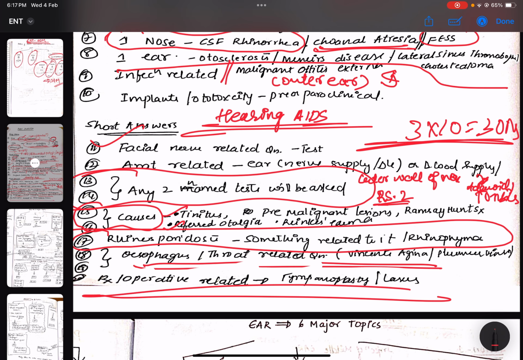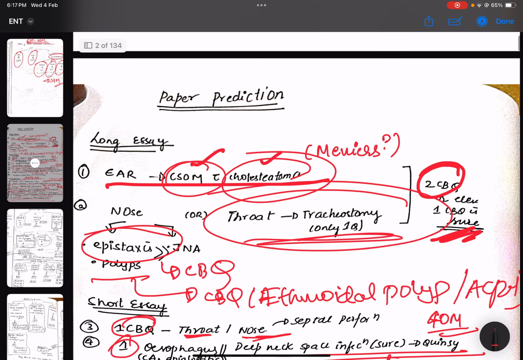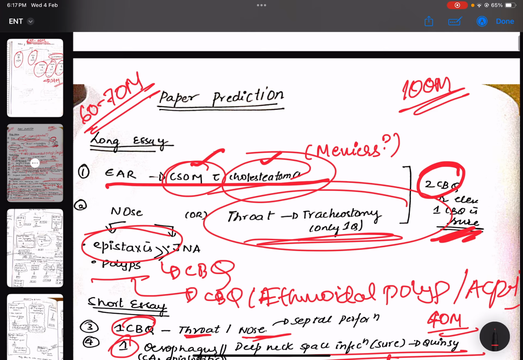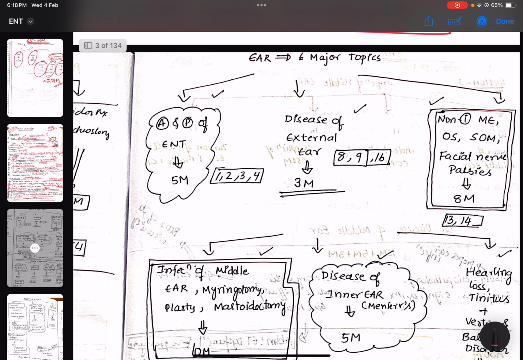So this is in total what I wanted to say about the paper prediction, which is for 100 marks, out of which we can predict 60 to 70 marks. The remaining is all based on your previous knowledge, which you can apply to these questions and derive the answers. Now we'll see what the university has to say. So this is based on your Singhi and Dingra notes.